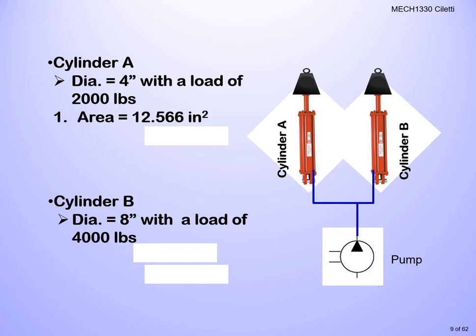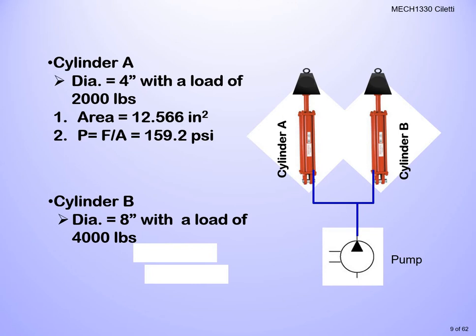All right, so we got to calculate the area. Remember, that's pi d squared over 4, and then we have to find the pressure. Pressure is force over area. So we're going to take 2,000 divided by 12.5 and roughly 159.2 psi. Next, let's do the same thing with cylinder B.